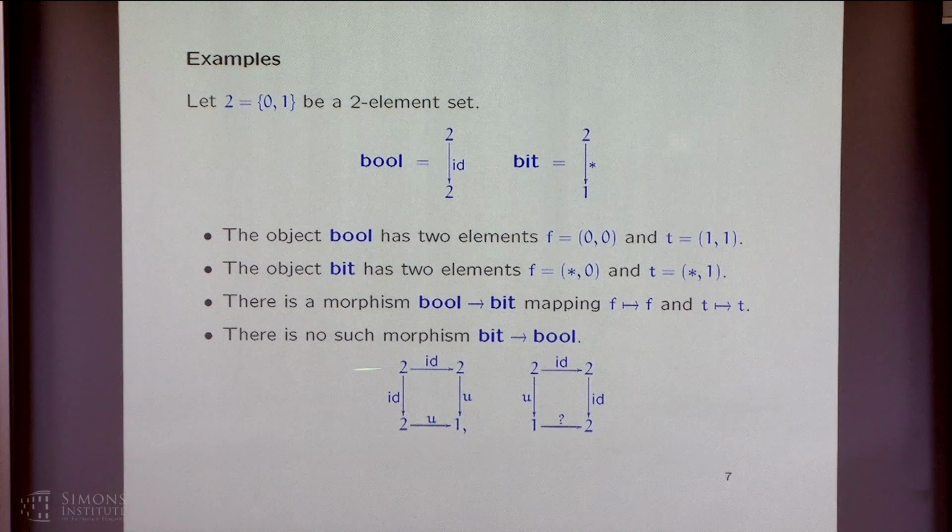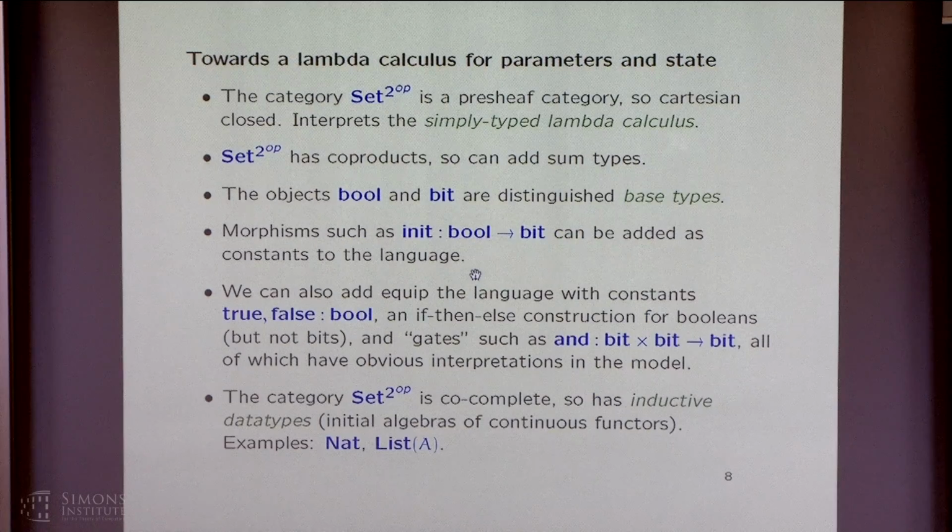And that's because this diagram commutes, but you cannot possibly make this diagram commute. This question mark here doesn't actually have a solution. And this again sort of formalizes the idea that parameters should not be functions of state. Of course, there are functions from bit to bool. There are commutative diagrams, but they're not going to be the identity up here. In fact, the only two existing ones are the two constant functions. Indeed, you can have a constant function that depends on the state.